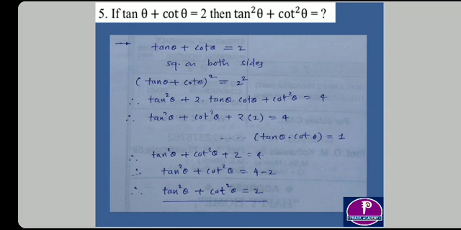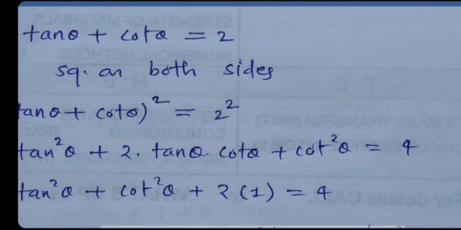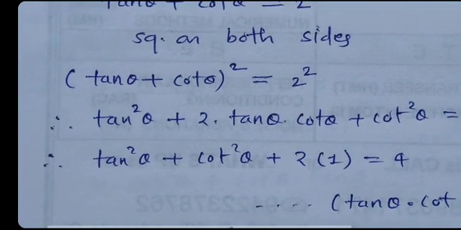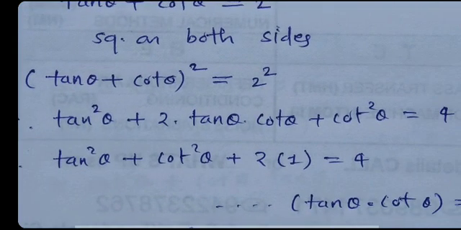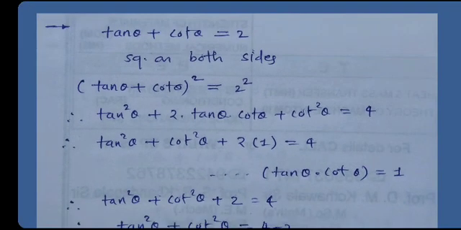So here, take the given data: tan theta plus cot theta is equal to 2. Then square on both sides. So this is (tan theta plus cot theta) whole square is equal to 2 square. Use the formula (a plus b) whole square is a square plus 2ab plus b square. So here it becomes tan square theta plus 2 tan theta into cot theta plus cot square theta is equal to 4.